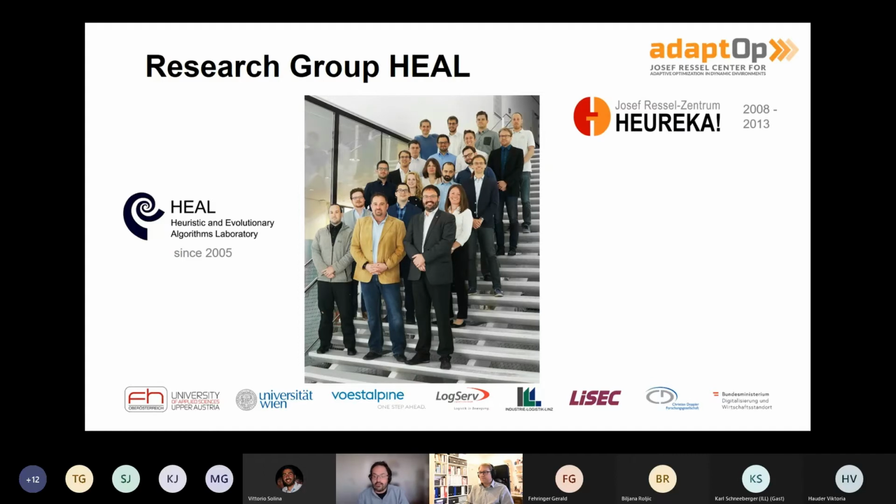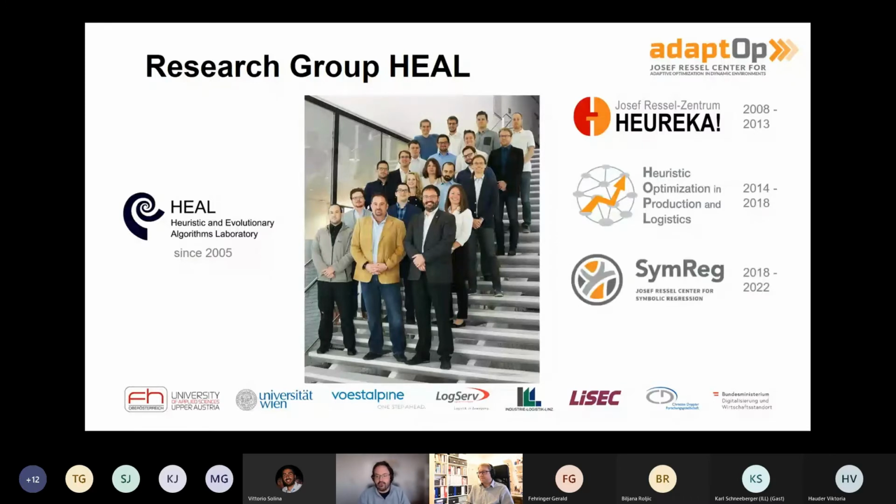And in fact, we were able to gain several larger research projects in this area, and we started with the first Josef Ressel Center that was there in Austria from 2008 to 2013, which was named the Josef Ressel Center Heureka. And then we had a follow-up project from 2014 to 2018, which was a K project in the COMET research program of Austria, which was named Heuristic Optimization in Production and Logistics. And we also have another Josef Ressel Center currently led by Professor Gabriel Kronberger, which is the Josef Ressel Center for Symbolic Regression. And last but not least, our Josef Ressel Center for Adaptive Optimization in Dynamic Environments.